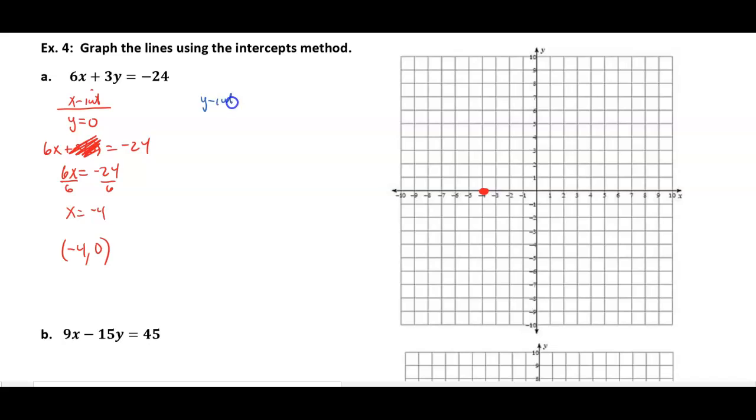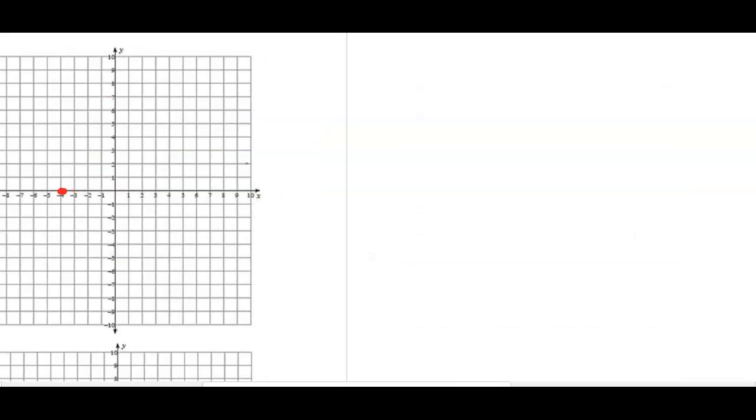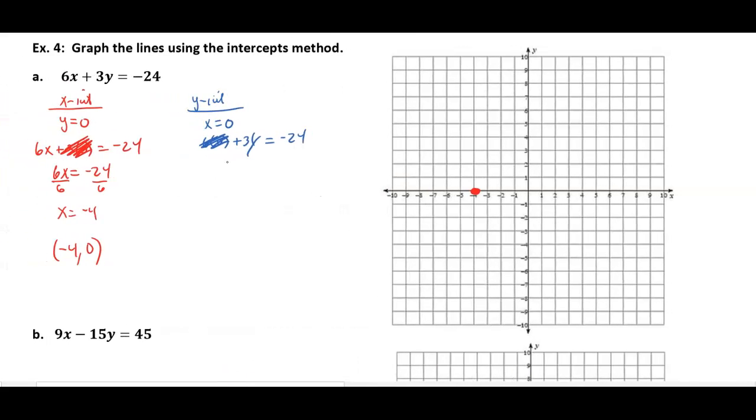Next, I find the y-intercept. How do I do that? Let x equal 0. So now 6 times 0 plus 3y equals negative 24. The x term eliminates. 3y equals negative 24. Divide by 3, you get negative 8. What's my ordered pair? X is 0, y is negative 8. Plot the ordered pair. I have my 2 points. So now I can sketch my line.